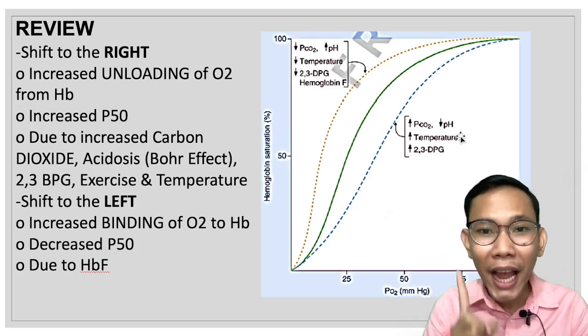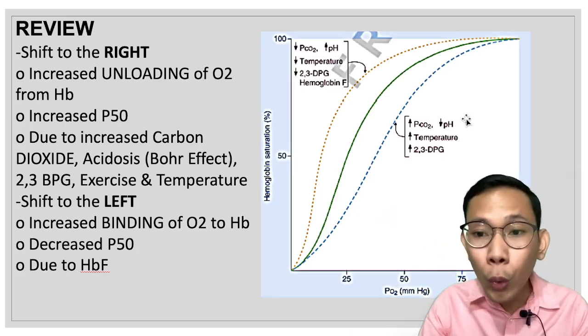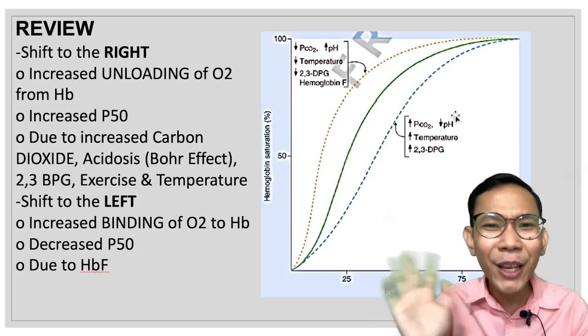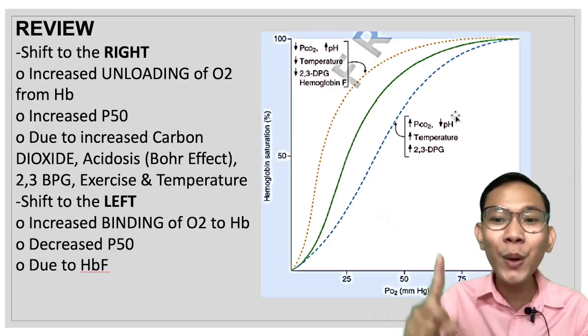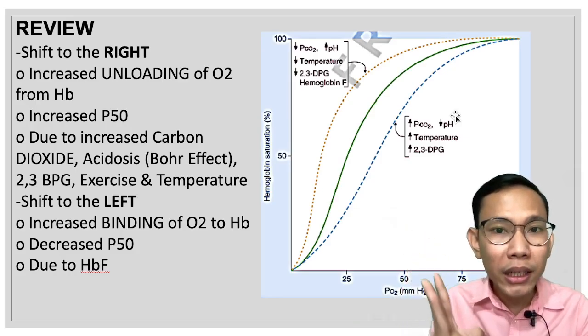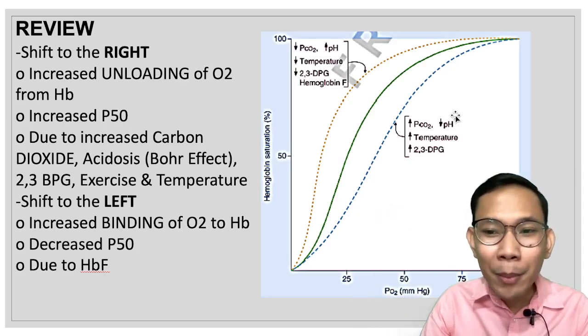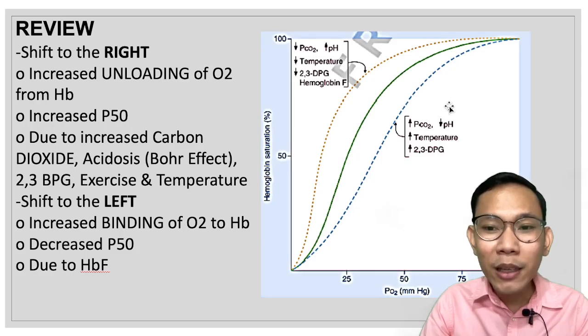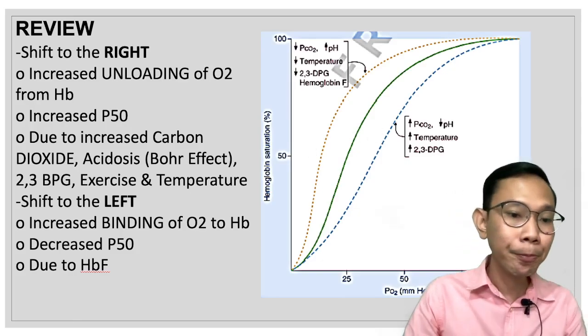Pag-increase ang hydrogen ion, nagiging acidic. Ang acidic is lower pH para hindi tayo maguluhan. So technically, dapat increase lahat. Increase PCO2, increase temperature, increase 2,3 BPG, increase hydrogen ion, which is similar to decrease pH or acidic. Very good.